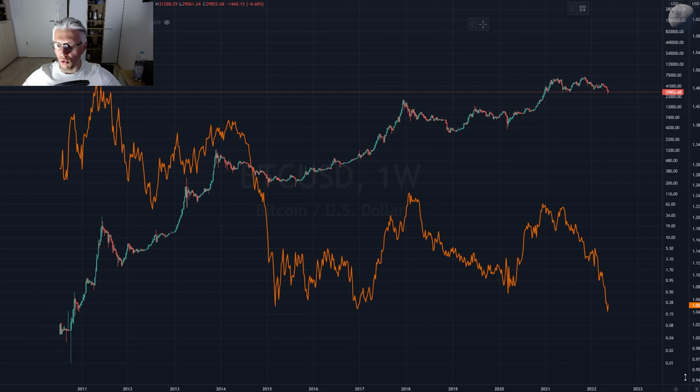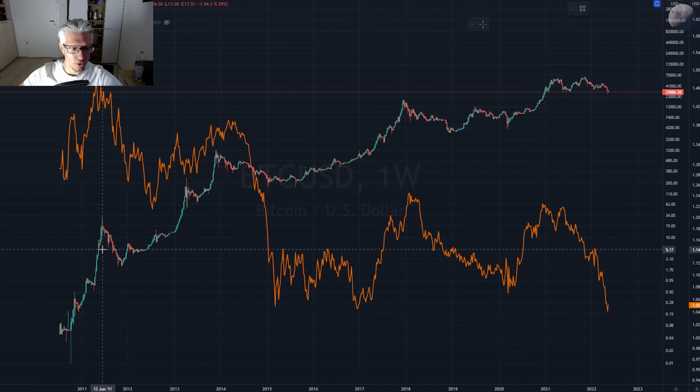Now the euro is, of course, logically again inversely correlated to the dollar index, because the dollar index measures the strength of the dollar with regards to other big currencies, and the most important, the biggest one, is the euro. So of course we would expect that the euro is inversely correlated to the dollar, but I have never yet compared the Euro USD long-term chart with the Bitcoin chart, and I have loaded it already here.